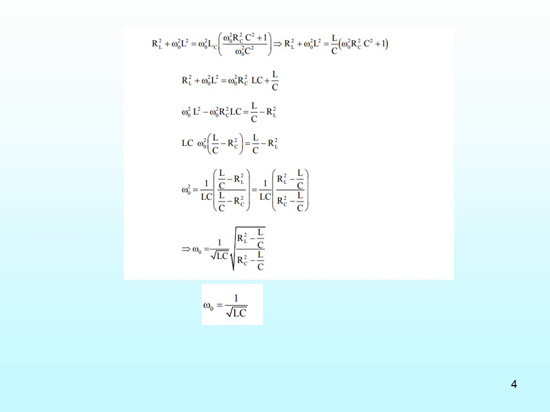So simplified we get omega naught equal to 1 by root of LC into square root of (RL squared minus L by C) divided by (RC squared minus L by C). So finally we got omega naught equal to 1 by root of LC. Okay, thank you.